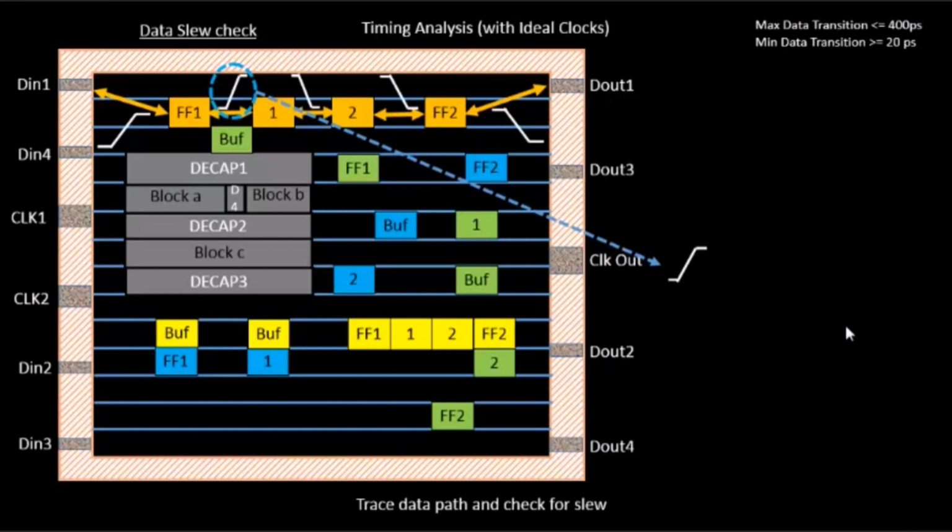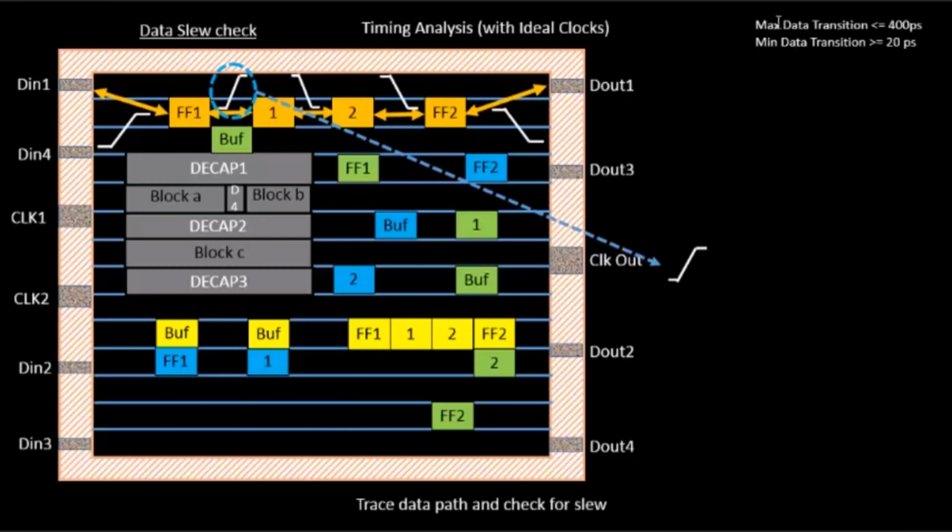Hello everyone. In the last video, we were looking into the concept of data slew check. This is again another kind of timing check. So we send the input waveform from the input port of the chip and allow it to propagate through the complete logic. And at each and every tap point of this particular logic, we check for the transition value, and that transition value should be greater than 20 picosecond and less than 400 picosecond.